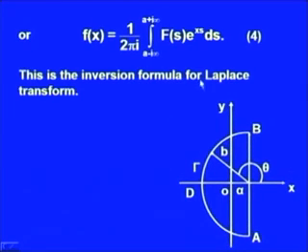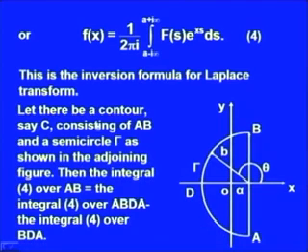Here the integral is being taken over the line a b, which is parallel to the imaginary axis and is to the right of all the singularities in the s plane. All the singularities of the function f s into e to the power x s lie to the left of the line a b and are enclosed by this contour, which consists of a b and the semicircle gamma. So, let us assume that there is a contour C which consists of a b, the line segment a b, and a semicircle gamma as shown in this figure.